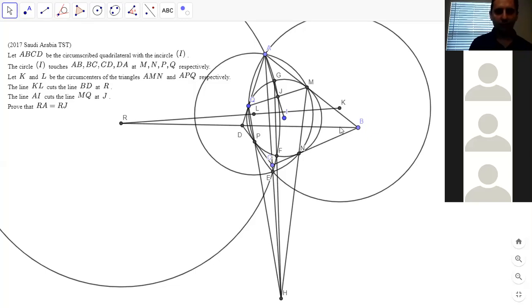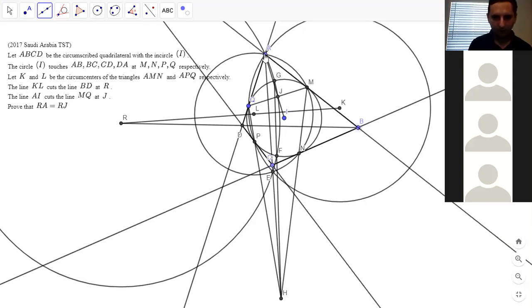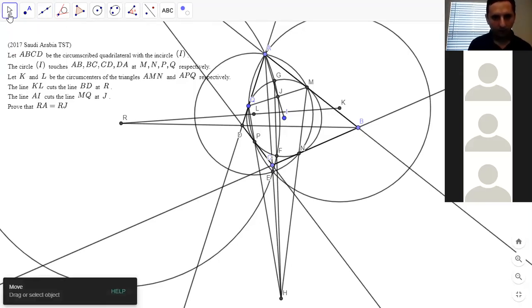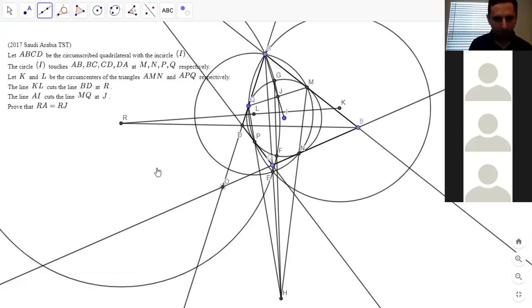So yeah, I wonder if we let AD and BC intersect and AB and CD intersect, I wonder if that line passes through R. I don't think so. No. But maybe it passes through some other point.